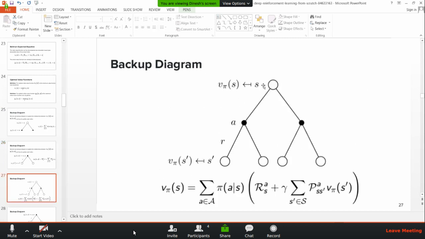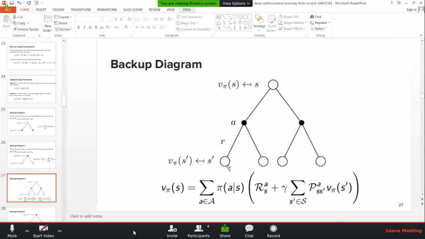And then you have this V pi of S. If you are making a state-to-state transition, then you are taking some action and receiving this reward R, and then you are getting a new value function V pi of S dash at this state S dash.